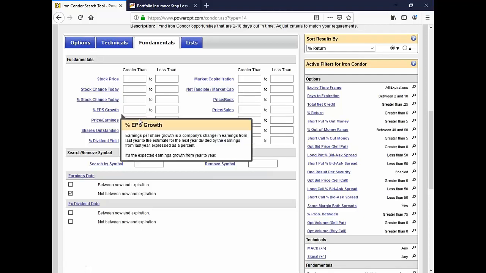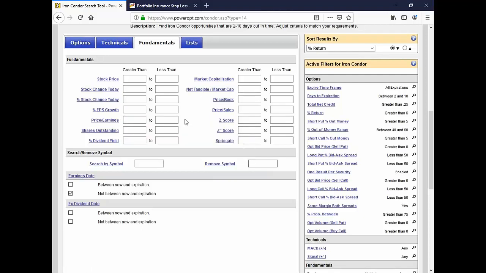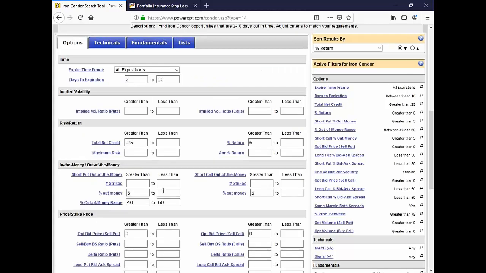Now, one of the basic things that we always look for in the fundamentals when looking at an Iron Condor is to avoid stocks that have earnings between now and expiration. I do the same thing with all of my credit spreads. The reason is that this is a neutral position, and I don't want to take the chance of any surprises coming up and affecting that. So we're just going to avoid all stocks that have earnings between now and expiration. Let's go back.